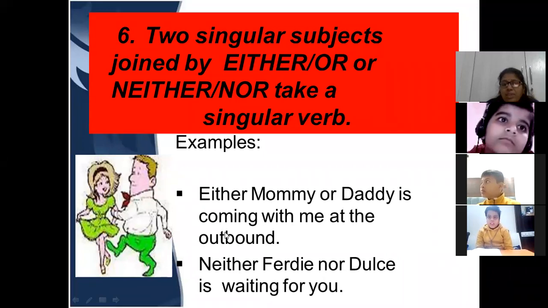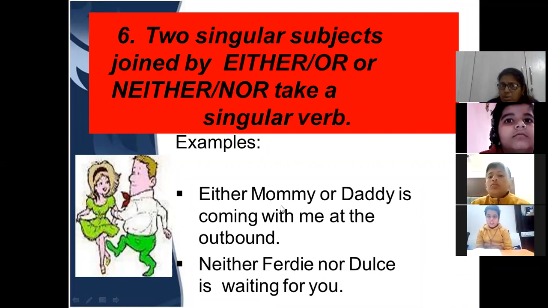Like if I say, either mommy or daddy is coming with me to the outing, I am choosing one. So my subject is singular only. If I say, neither Purdy nor Dulcie is waiting for you, here also the choice is one. So we are taking singular nouns here, right?